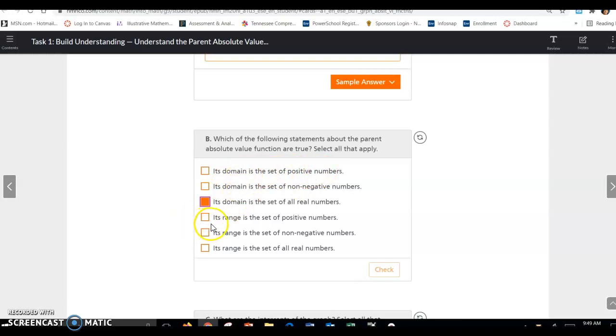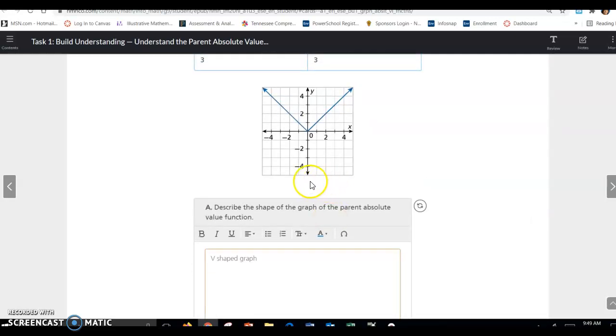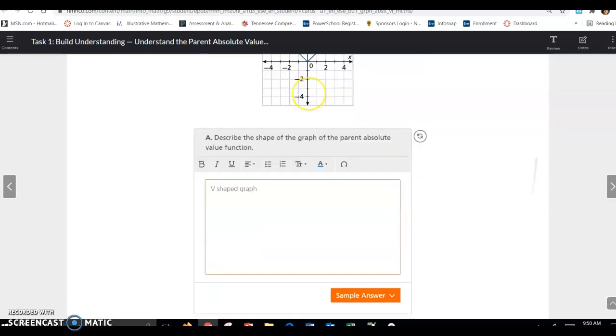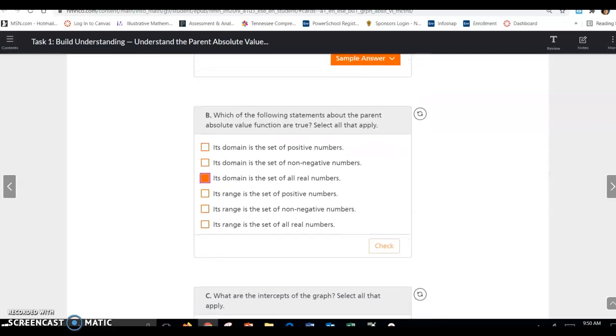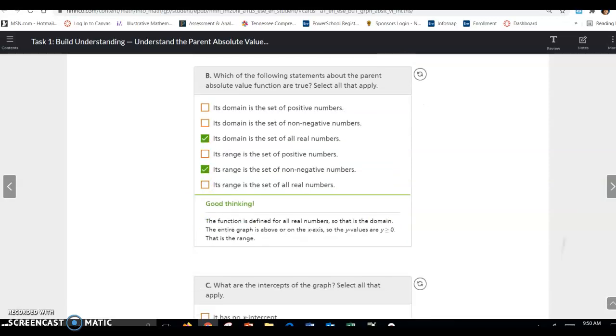All right, so what about the range? Its range is the set of positive numbers. If we look up here, the range is your y values. Everything below the vertex here is negative. The vertex is at 0, and it includes all positive y values. So the range is a set of positive numbers, but it also includes 0. So the range is the set of all non-negative numbers. Non-negative means 0 and positive. And it's not all real numbers because it does not include the negative numbers.